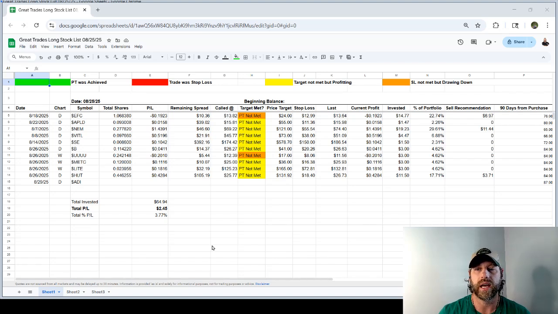Then on top of that, all the way to the right, we have this 90 days from purchase. This is a countdown timer from 90 days from the day of purchase, so you can see where it is in that track of 90 to 180 days. And basically I give you guys this for free.